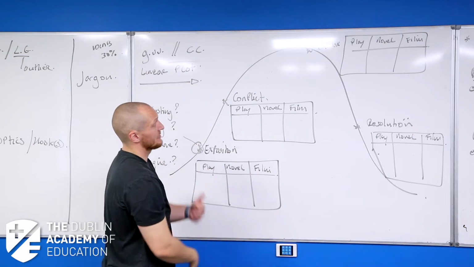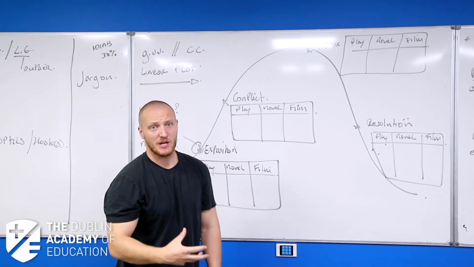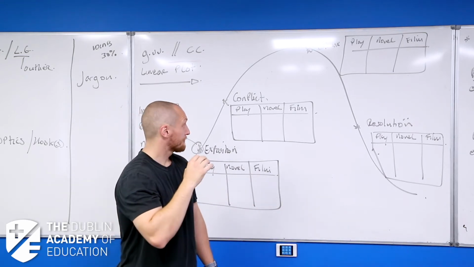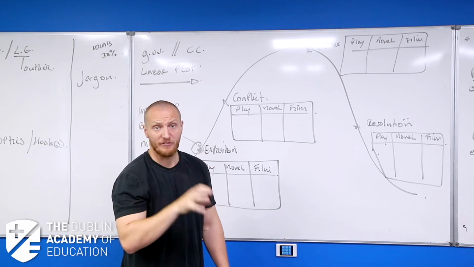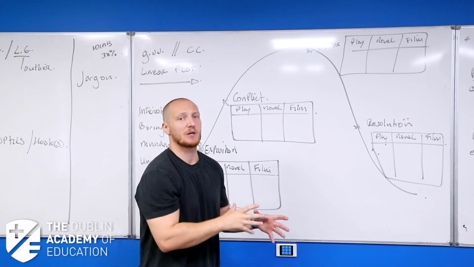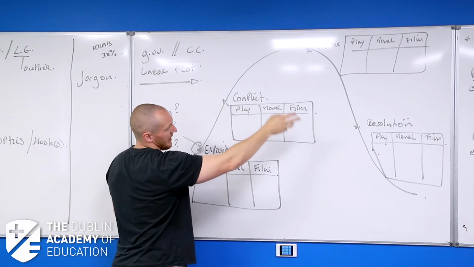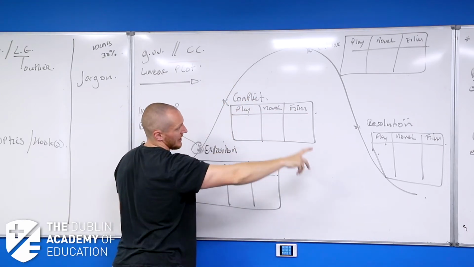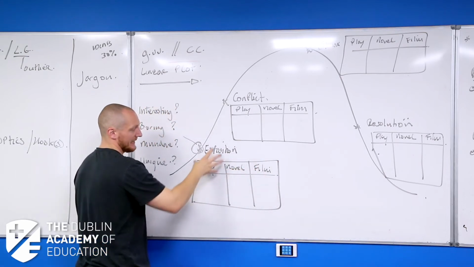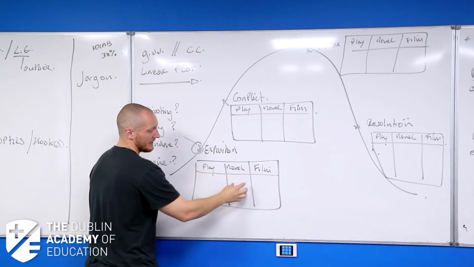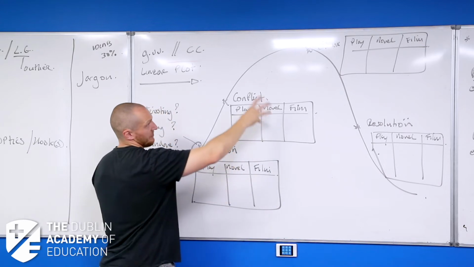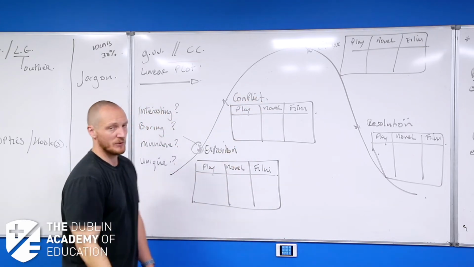This goes all the way back to last week's session about our 4 or 5 or 6 key moments per text. So in that regard, you can see exposition, conflict, climax, and resolution. That's our natural linear plot line, and within each area there you can see play, novel, film, play, novel, film, etc., etc. Now, why do we have this on the board?